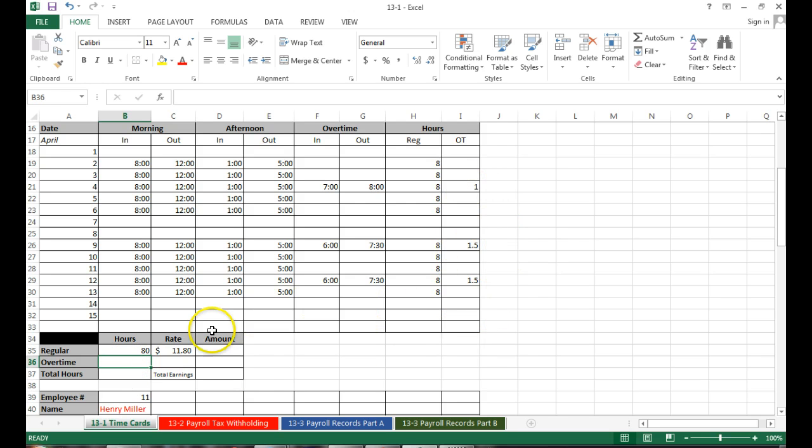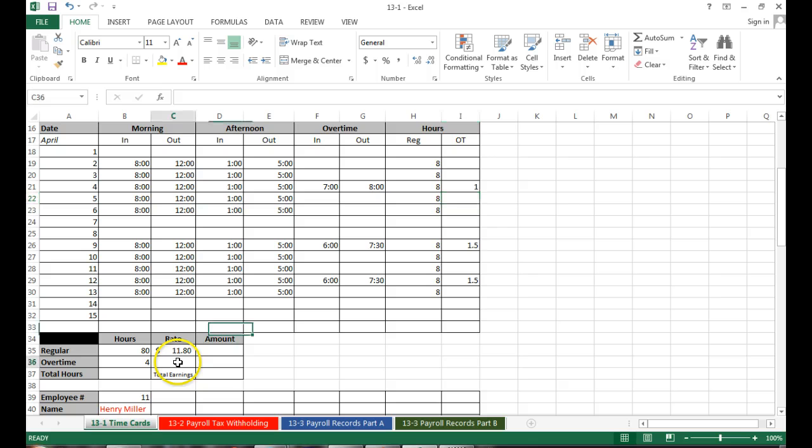Let's add up their overtime. 1 plus 3 is 4. So we're going to put 4 there. We could also put a formula in for that. Actually, let's do that. Sum. And let's select all these cells. Here we go. Hit enter. That way, if I have any other overtime that I missed, anything that I put in here, if I put 4 hours of overtime, it's going to change this number here. Let's go up and delete that.